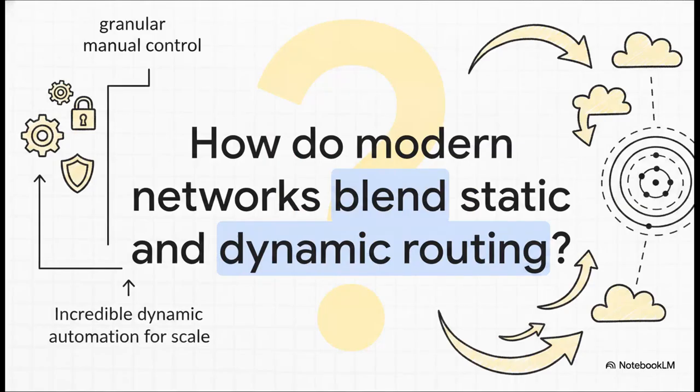So considering the intense manual effort of static routing versus the incredible automated scale of dynamic protocols, how do you think massive modern cloud networks blend these two concepts to keep the global internet running seamlessly? It really is a fascinating balancing act of granular manual control for absolute security, paired with dynamic automation for massive scale. I hope this explainer gave you the foundational knowledge to understand what's happening under the hood of your network, and maybe even sparked your curiosity to start tackling those advanced networking questions yourself.